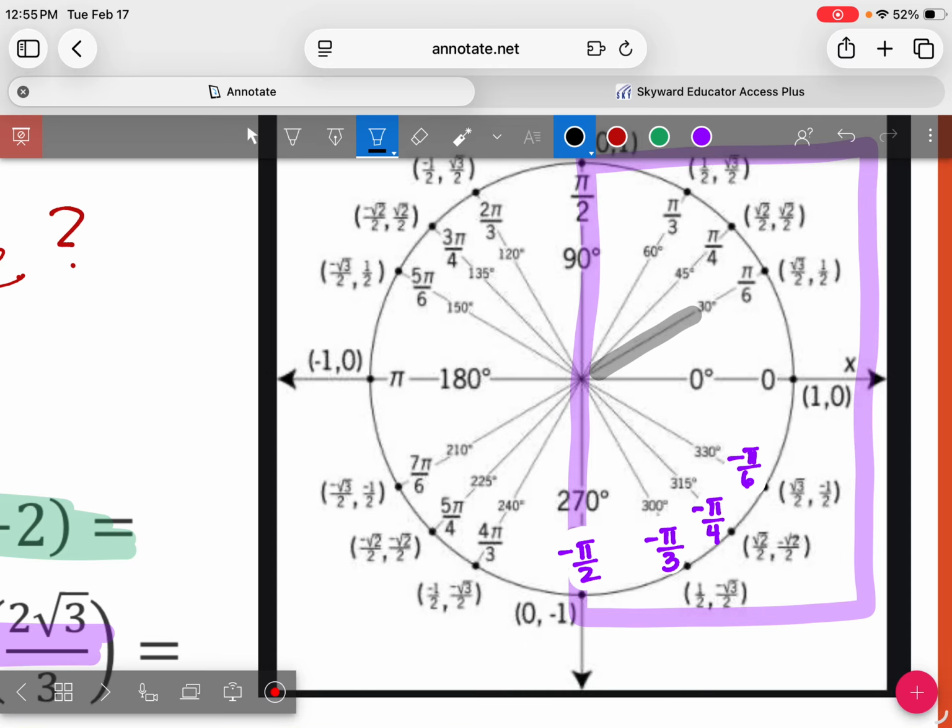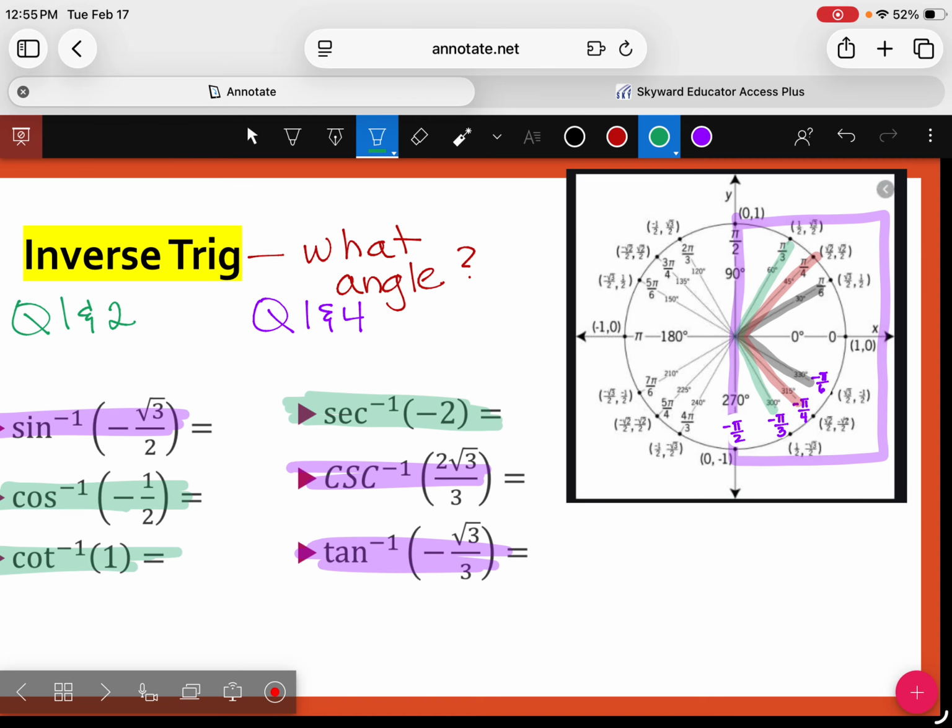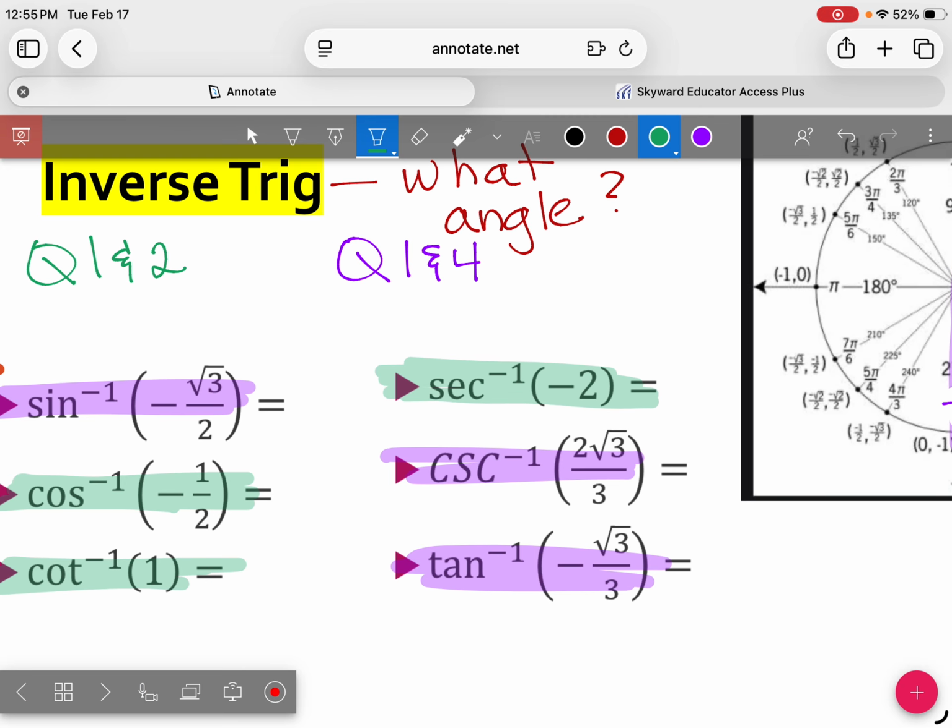And all I did, if you can't tell, was I just reflected it. I took this angle and reflected it here. I took this angle, reflected it here. And I took this angle and reflected it here. All right, so the answer would be negative pi over 3. That is correct. That is the answer to the first one.